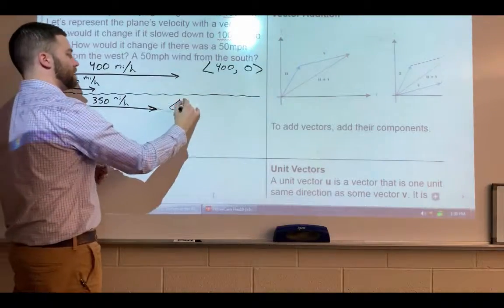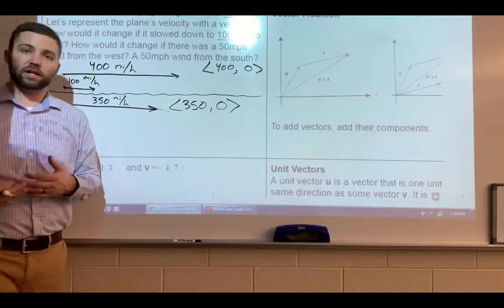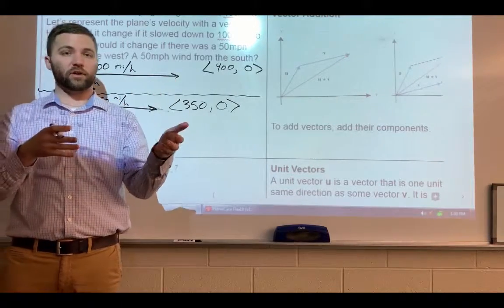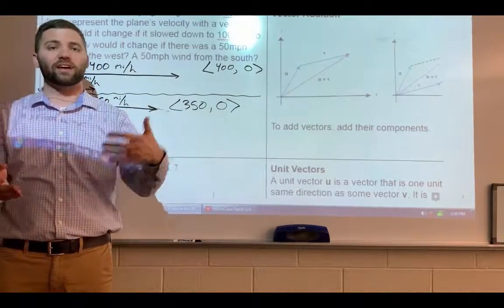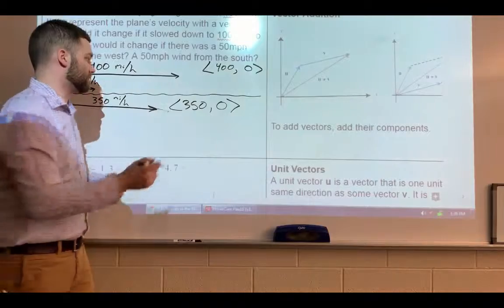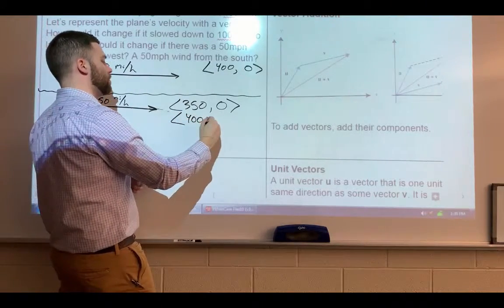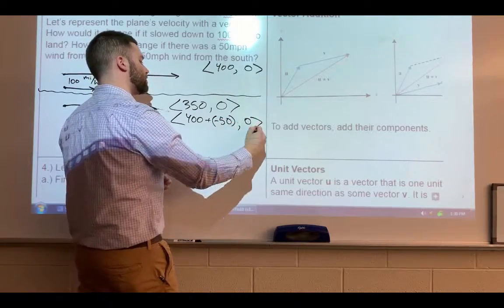And that vector would be written like this, 350, comma 0. And so what we've done is we've taken the plane vector and added it to the wind vector, although the wind was going in the other direction. So it's like taking 400 plus a negative 50. So in fact, maybe you want to write that down. This came from 400 plus negative 50, comma 0.